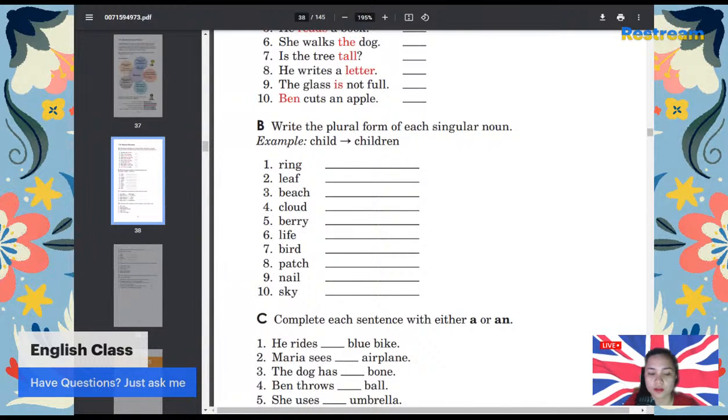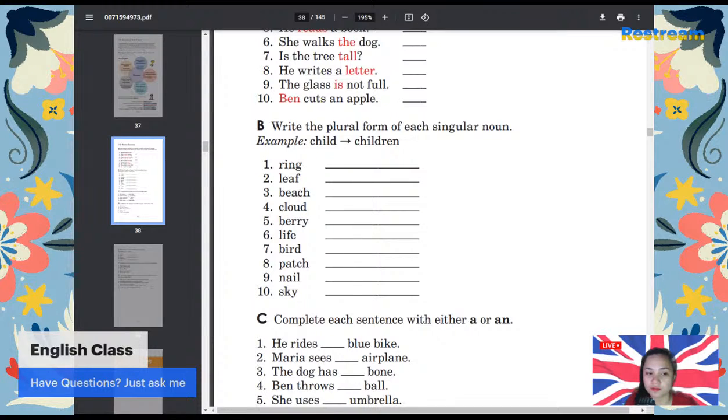For number three, sorry, we have beach. It ends with CH. When it ends with CH, what do we add to make it into plural form? We add E and S, so it will become beaches. Like in the chat box, beaches, right?